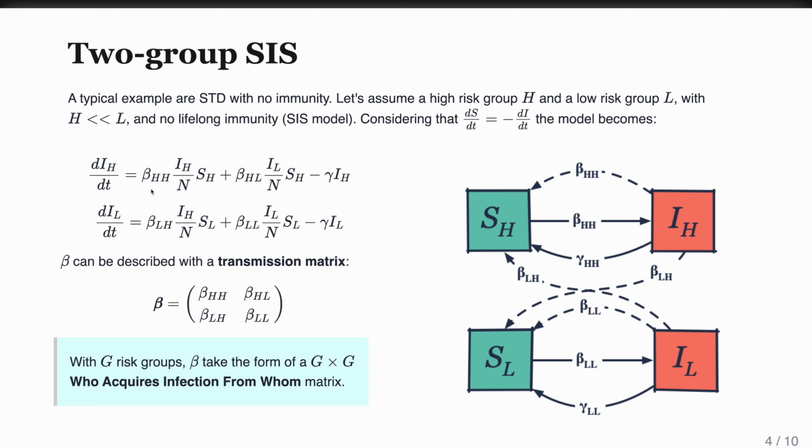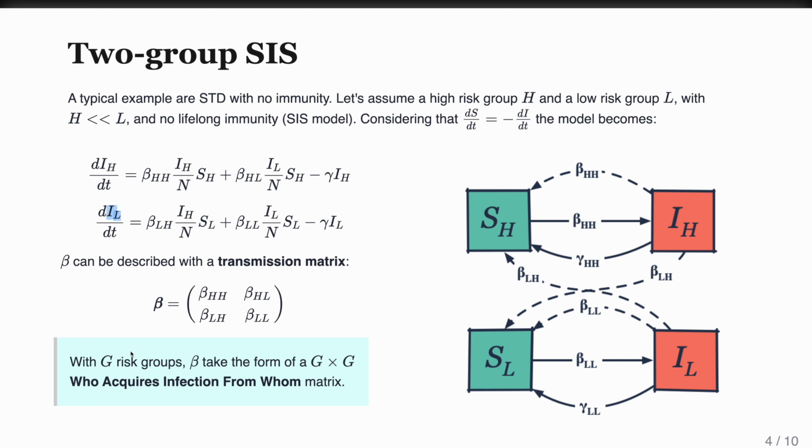In this case, this term appears twice, because we have the infections that come from the high-risk group and the infections that come from the low-risk group. And then we have the gamma for the high-risk group, and the same happens for the low-risk group. So instead of having one flow for the infectious people, we have two flows, one for the high-risk group and one for the low-risk group. It may seem complicated at first glance, but it's not as complicated as it looks.